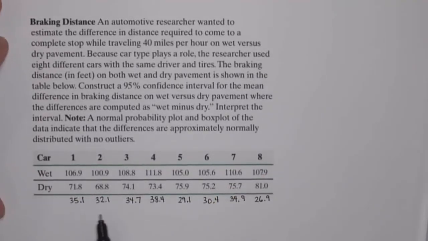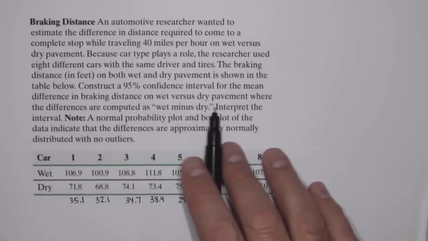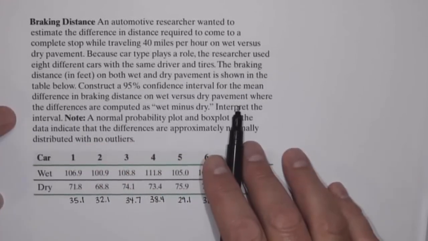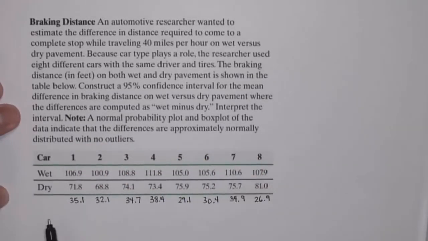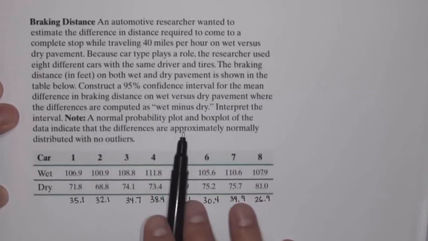So these were the braking differences. In each case, it took a longer distance to stop when the pavement was wet than when it was dry. And so again, we're looking for a 95% confidence interval for the mean difference in braking distances on wet versus dry pavement. To do this, we need to begin by finding the mean difference and the standard deviation of these differences. And incidentally, it is these differences that we found a normal probability plot and a box plot for here. That's what's mentioned here.